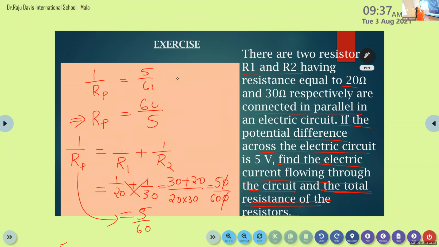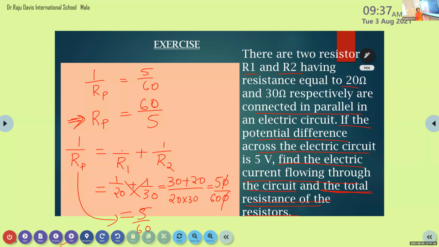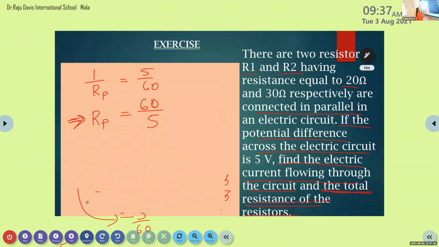Whenever you get the value 1 by Rp, you must take its reciprocal. Then only you get the parallel resistance Rp. We don't need 1 by Rp, we need Rp. So you need to take the reciprocal. Rp is equal to 60 by 5. What is 60 by 5? Yes, 60 by 5 is 12.